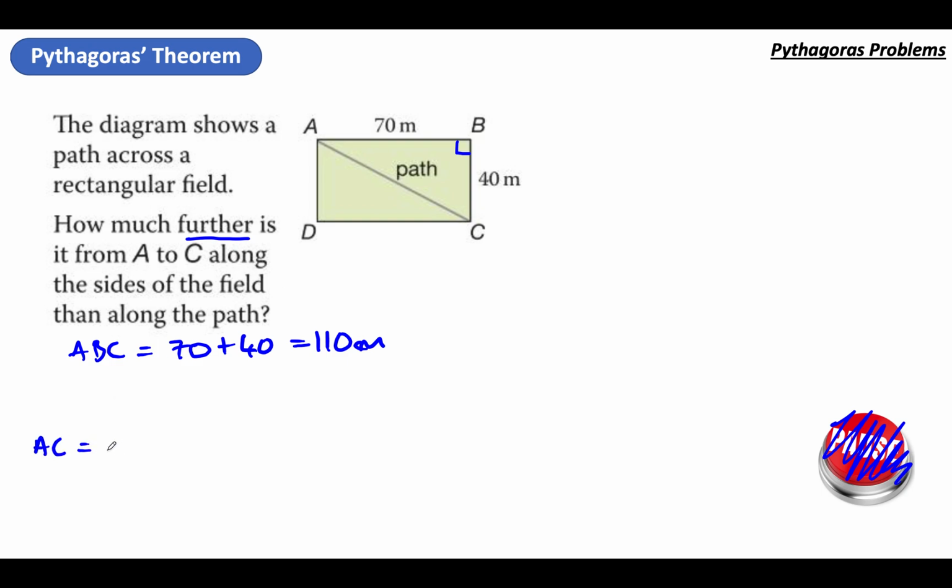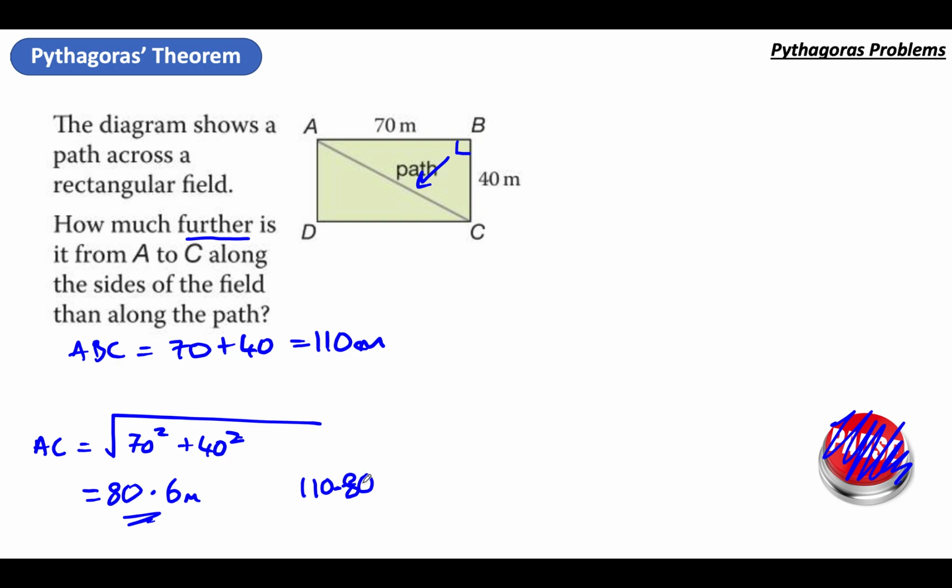Now AC will be the square root of one short side squared plus the other short side squared. Remember, because look, I'm finding a long side, so square, square, add, square root. Come on, let's get used to speeding things up a little bit, but still writing down our working out. 10 root 65, or to decimal places, 80.6 meters to one decimal place, or 80.62 to two decimal places. But that's not quite the answer because it said how much further. So let's find the difference between the two.